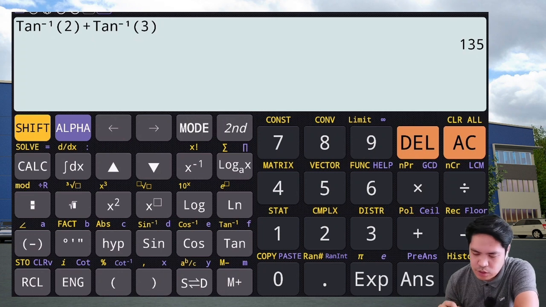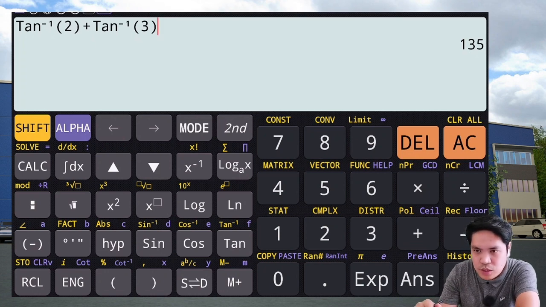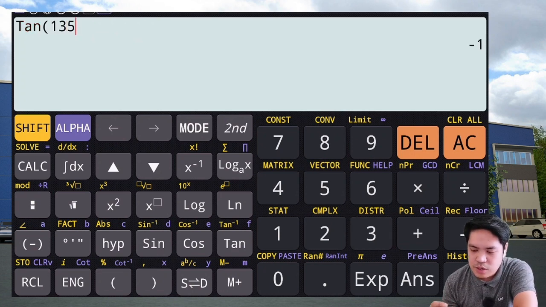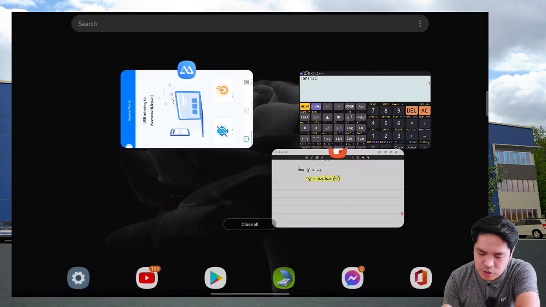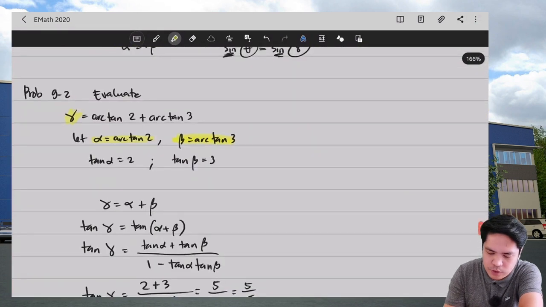Our answer is in the second quadrant, and the tangent of 135 is still negative 1. So negative 1 is the answer. I won't convert it into negative 45, because tangent 135 is the answer, which is equal to negative 1. That's the answer because of the given.